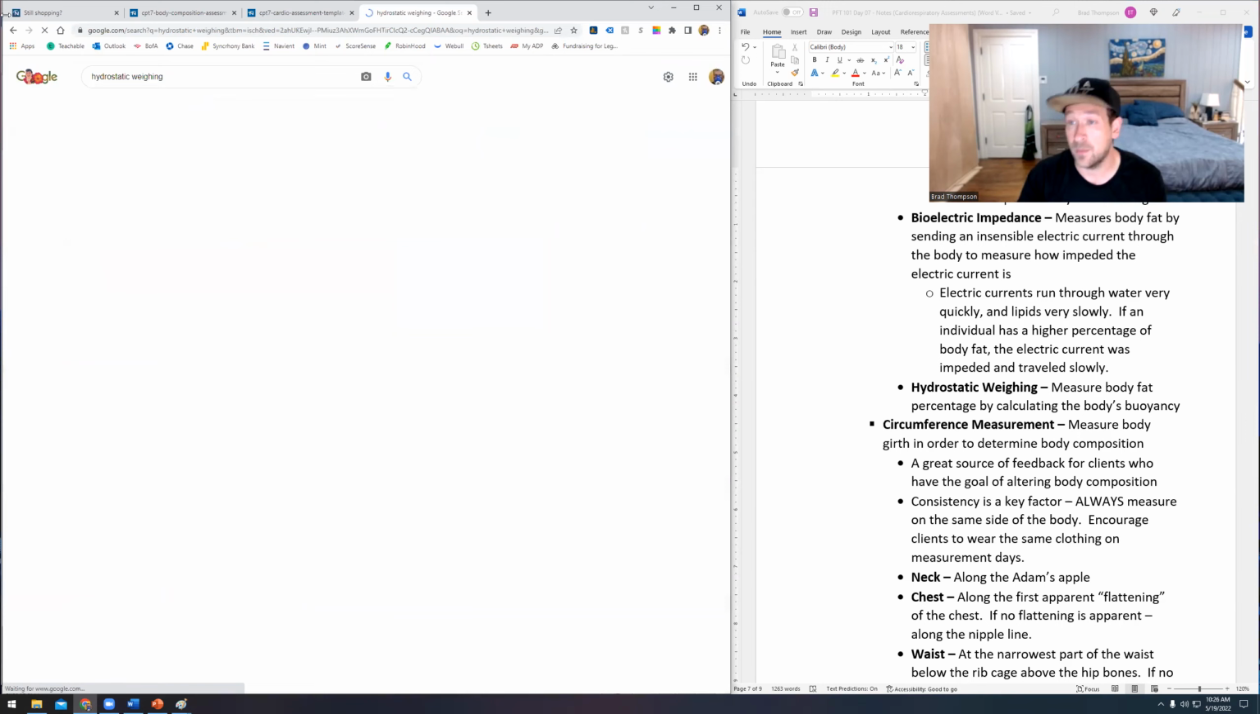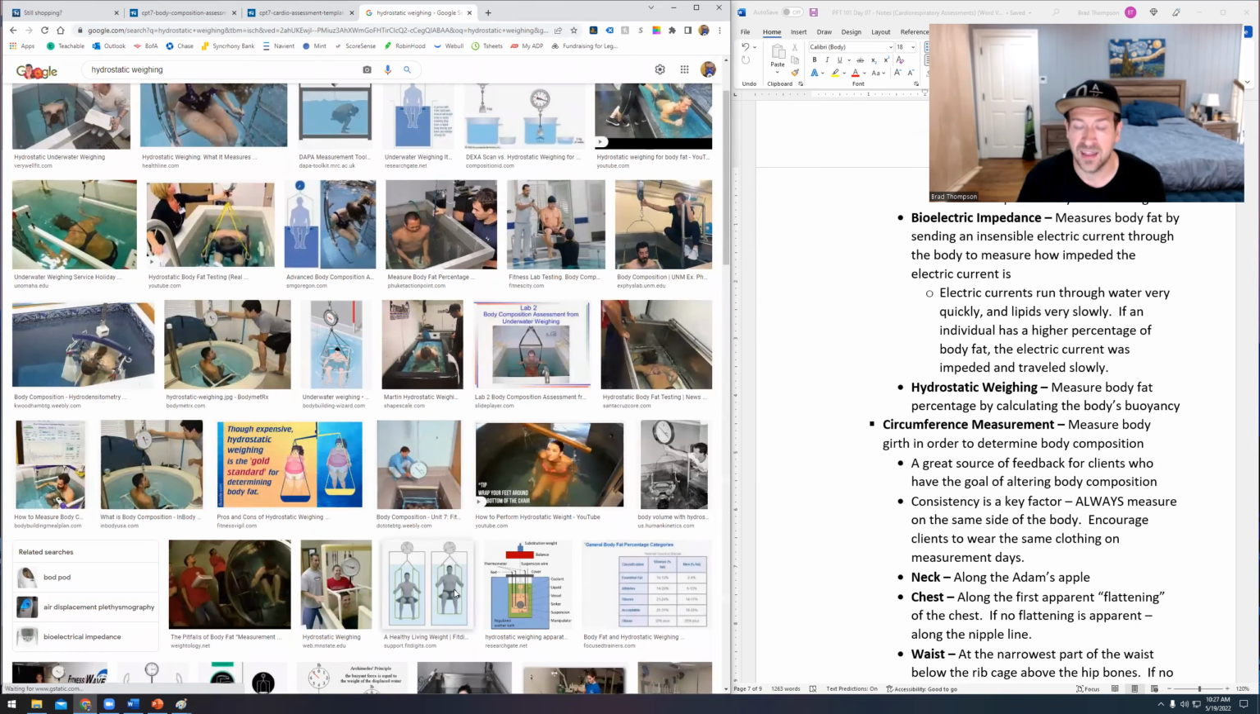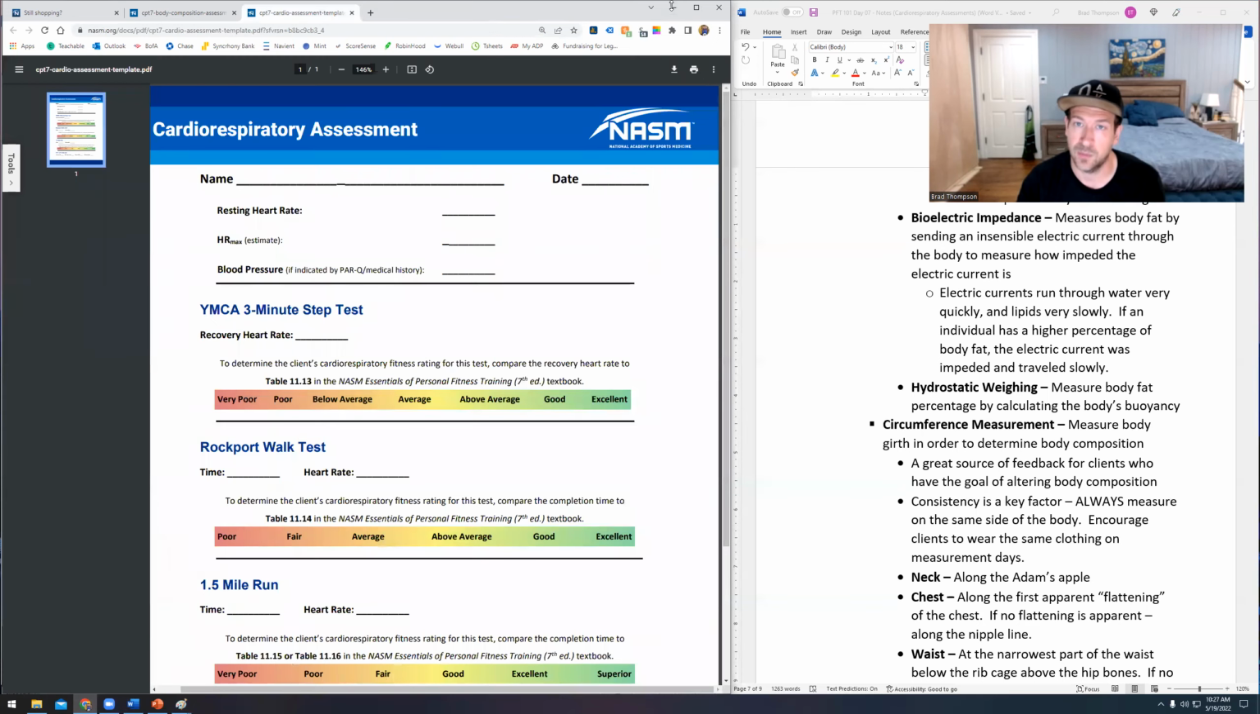This is another one. We know how much body fat weighs underwater, and we know how much it weighs on land. So if I weigh you on land and then I weigh you underwater, and the difference is really big, like it's a huge difference between the two, that indicates a higher body fat percentage. And if the difference is very small, that indicates a lower body fat percentage.